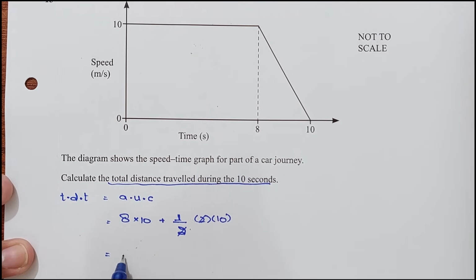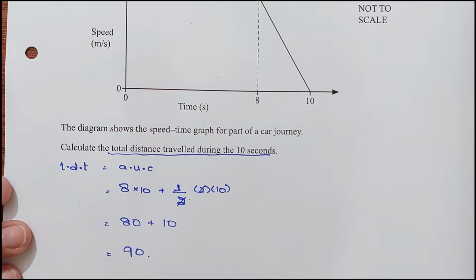So we have 8 times 10 would be 80 plus 10. This would be equal to 90. 90 is the total distance traveled.